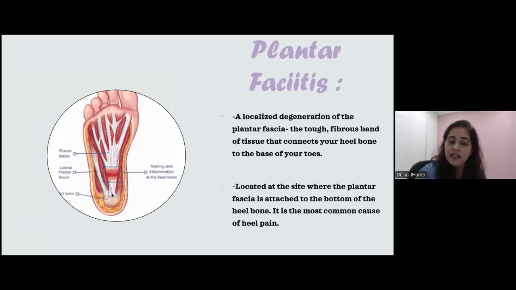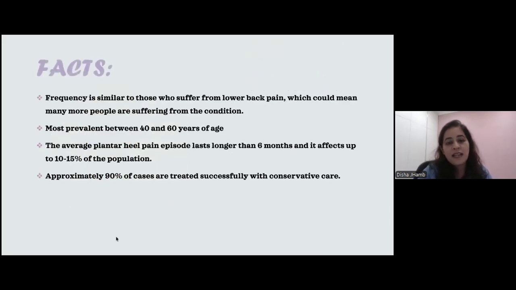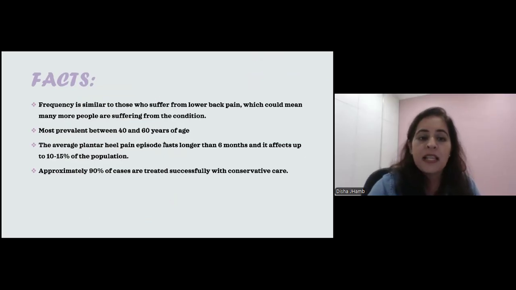It was earlier believed that it is inflammatory in nature. That's why the term itis was there. But the latest research shows that it is more degenerative in nature, and that is why fasciopathy or plantar heel pain is the word that is used. There are certain facts: it is as frequent as lower backache, and it's mostly seen in the age group of 40 to 60. The average heel pain episode can last longer than 6 months, and it affects 10 to 15% of the population. Approximately 90% of the cases are treated very successfully with conservative care.